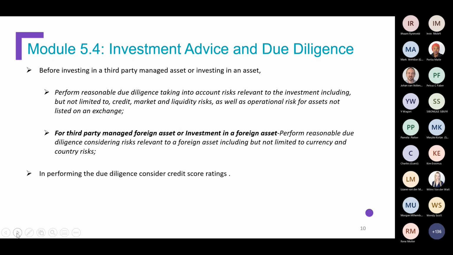A fund must at all times, before making any contractual commitment to invest in third-party managed assets or any other assets, perform a reasonable due diligence, taking into account the risk relevant to the investments, including the credit, market and liquidity risks, as well as operational risk for assets not listed on an exchange.